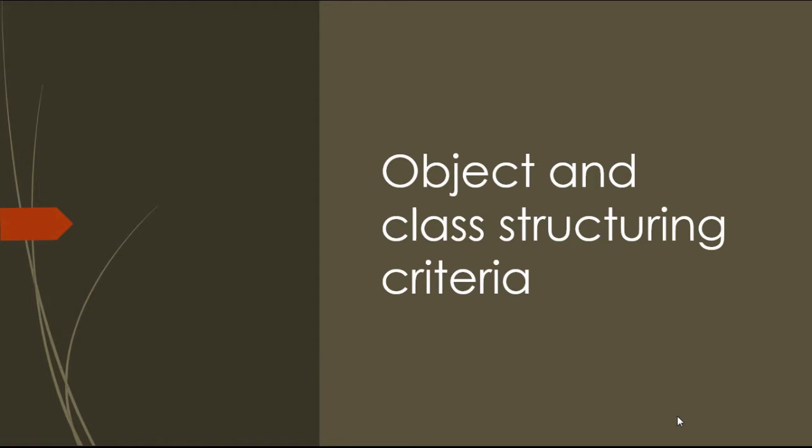But unfortunately, there is no unique way that can help you to construct the objects and the classes. What can help you is just some guidelines that can help you to structure the objects and the classes. So the objects and class structuring criteria just provide you guidelines to assist you to construct the system objects.